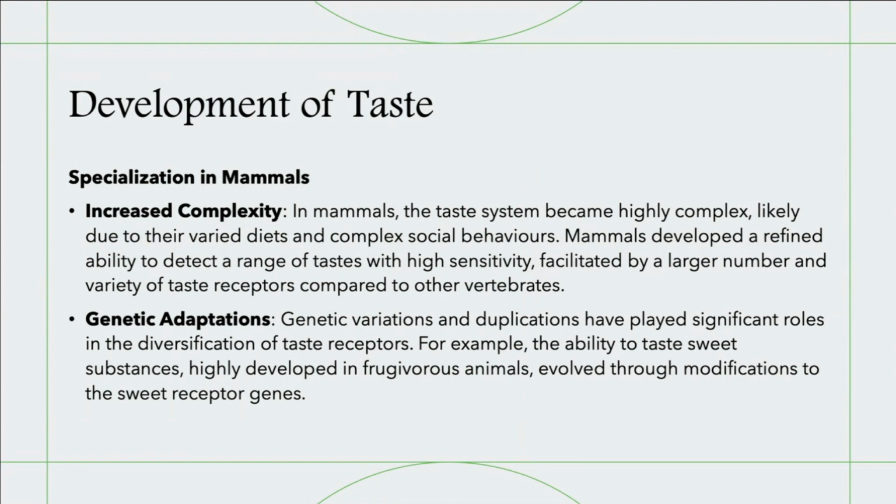Mammals have developed a refined ability to detect a range of tastes with high sensitivity, and this basically has been helped by us having a larger number and variety of taste receptors compared to other vertebrates. Then genetic variations and duplications have helped in giving us more diverse taste receptors. So for example, the ability to taste sweet substances is highly developed in frugivorous animals. What are frugivorous animals? These are animals which have a diet consisting only of fruits.